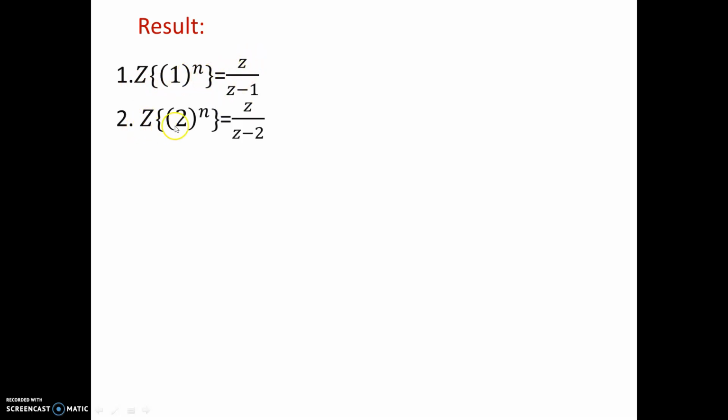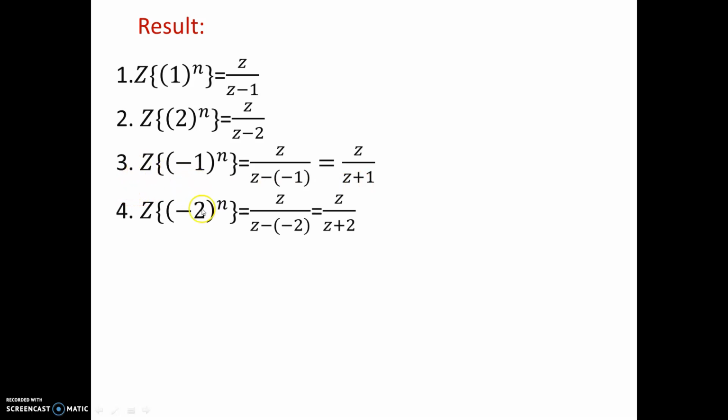Corollary. We need Z transform of 1 power n. Put a equal to 1 in the previous problem. We get Z transform of 1 power n equal to z by z minus 1. Z transform of 2 power n: put a equal to 2 in the previous problem. We get Z transform of 2 power n equal to z by z minus 2. And Z transform of minus 1 the whole power n equal to z divided by z plus 1. And Z transform of minus 2 the whole power n equal to z divided by z plus 2.